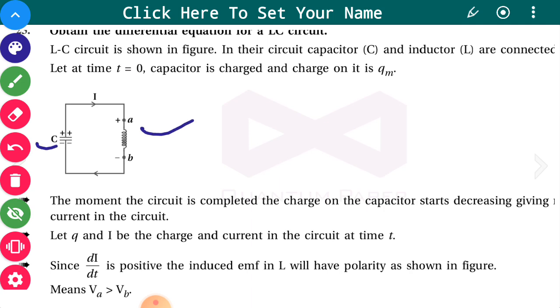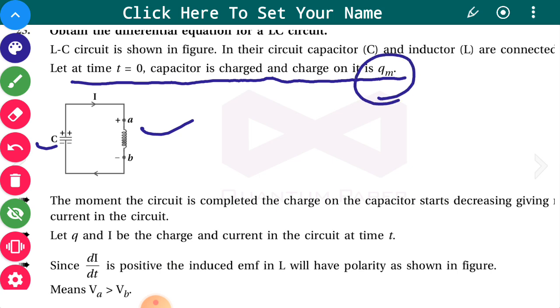Inductor and capacitor are joined. Let at time t equal to 0 the capacitor is fully charged, and that charge is maximum at that time, and that charge is qm. The moment the circuit is completed, whenever the inductor is joined in the circuit, the charge on the capacitor starts decreasing and it gives out the current in the circuit.